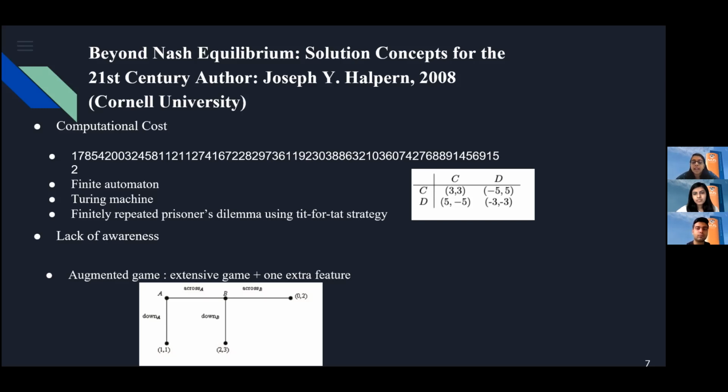In such a scenario, we need to consider the game as an augmented game, which is an extensive game plus one extra feature. So what is an extensive game? An extensive game is a game where you represent the game in the form of a tree, where each node will give you the information about the player and all the actions that led to the node. And if we add an extra feature which will have all the history of what the other player has done, then it will become an augmented game. This augmented game will help us resolve this issue of lack of awareness. So these are the three issues of Nash equilibrium when we consider it from a computer science perspective.